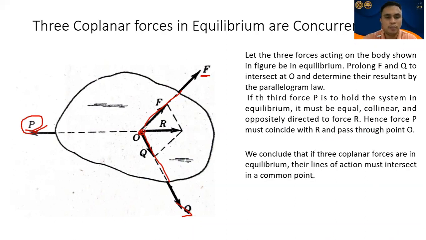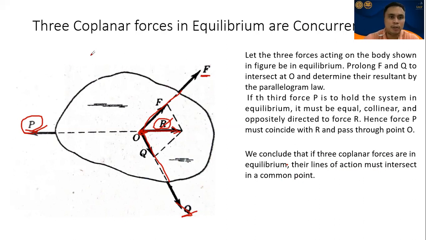So, mao ni ang point O, mao ni ang force R. Kaning force R, mao bali ni ang resultant sa F og Q. Okay? So para mahimong equilibrium ang atong system, class, ang force P dapat equal siya and oppositely directed sa resultant sa F og Q. So we conclude that three coplanar forces are in equilibrium, their lines of action must intersect in a common point.